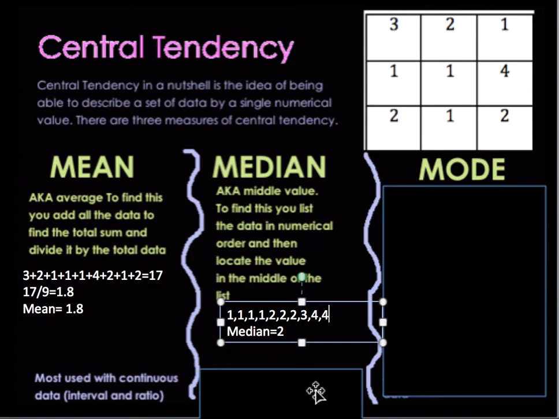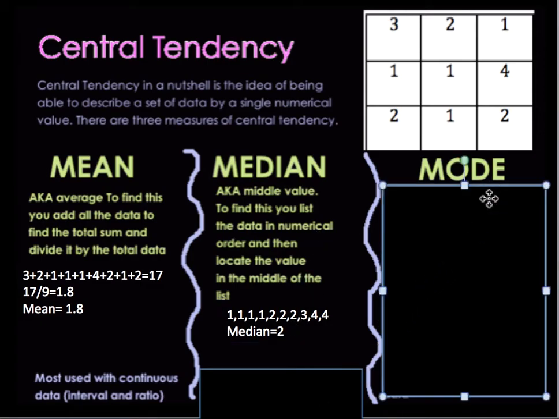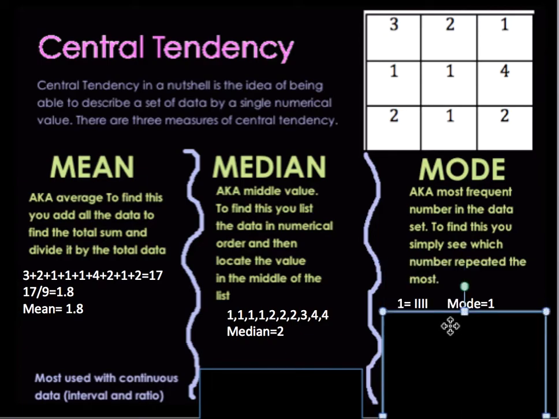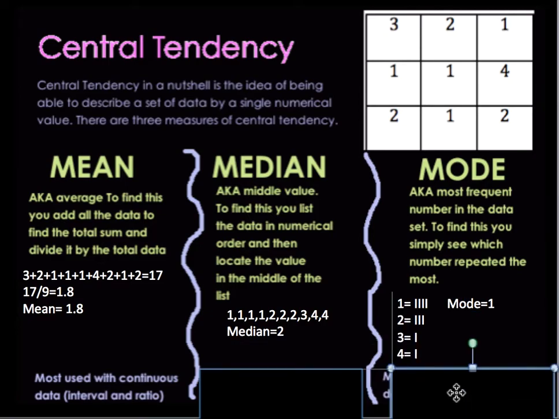Okay? And then if we move on to our mode, the mode is the most frequent number in the data set. To find this, it's very simple. You just see which number was repeated the most. In this case, I've just done a little tally. So I can see that I have 4 1s, I've got 3 2s, 1 3, and 1 4. So the most frequent number is the number 1, meaning that our mode is number 1.